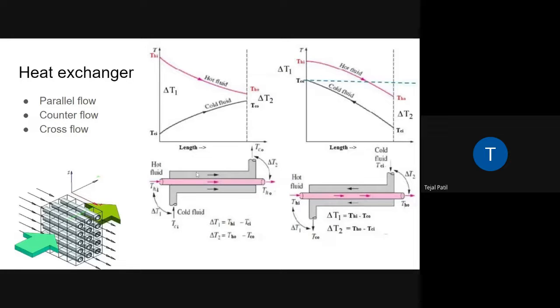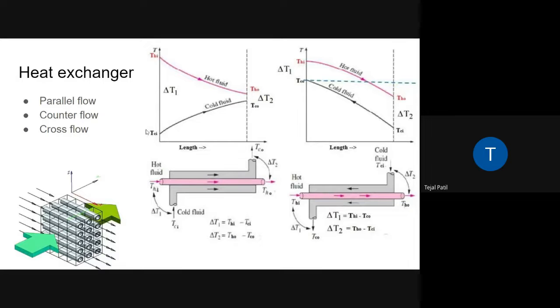Now, the construction for this parallel flow is quite easier. Easy to give the direction. But here, what you can see, when you are using the parallel flow heat exchanger, let's say we plot a graph of temperature of the fluid versus the length of this heat exchanger. So what you will observe, let's say here the temperature of the colder fluid is TCI.